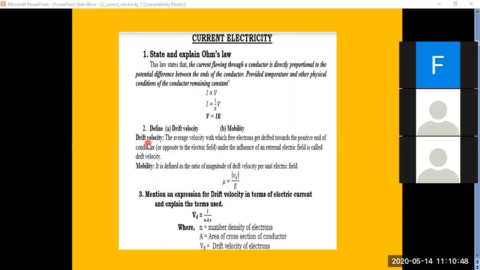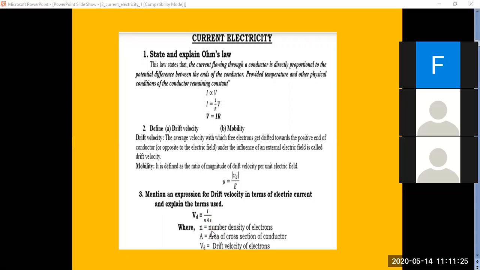So drift velocity is the velocity with which electrons drift towards the positive end. Mobility is the ratio of drift velocity per unit electric field. And we saw the formula: Vd is equal to I divided by nAe. If you take a conductor, the area of the conductor is A. I is the current. How many electrons are present per unit volume is denoted by n. e is the charge on the electron. The charge on the electron is 1.6 into 10 to the power of minus 19 coulomb.